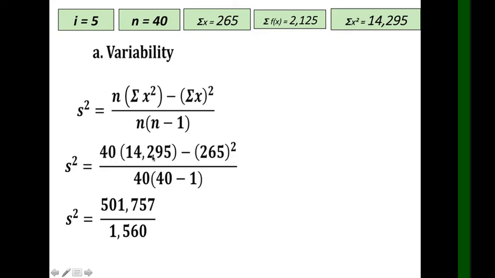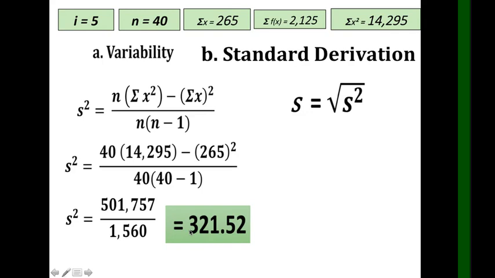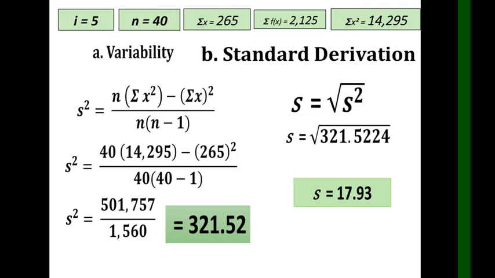So 40 times 14,295 and then 265 squared. After computing these two, subtract them and you will get 501,757. For this one, 40 minus 1 is 39 times 40 is 1,560. And when divided, you will get 321.52. Okay? Round off your answer to the nearest hundredths or two decimal places. After this one, you need to take the square root of the variance. So, the square root is 17.93 and that is now our standard deviation or the SD.